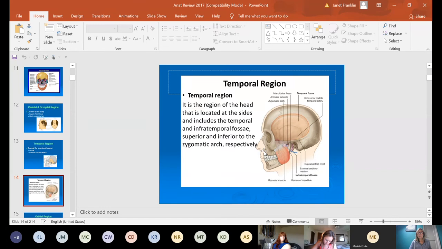And then you've got superior and inferior to the zygomatic arch. You can see on this picture here's the infratemporal fossa. It's deep to the temporal fossa, which is up here. It's below and inside, so it sits below and inside. If you were to travel inside your ear, it would be back in there.